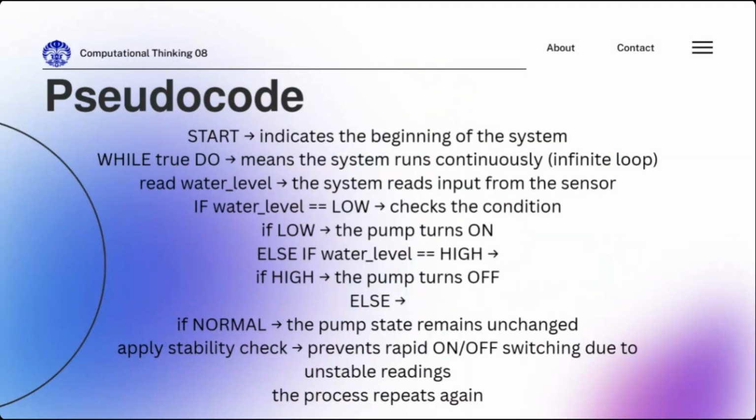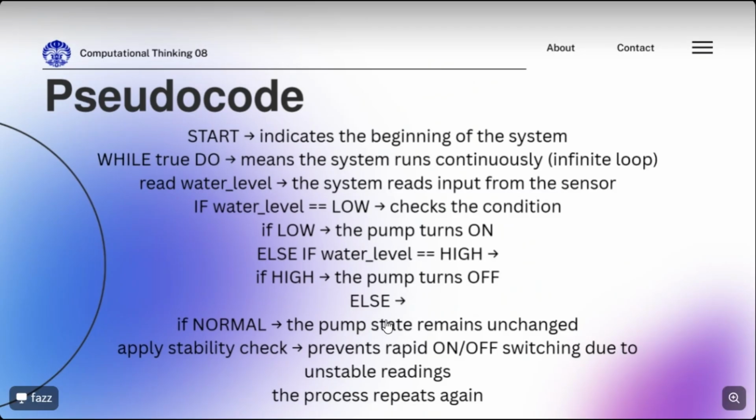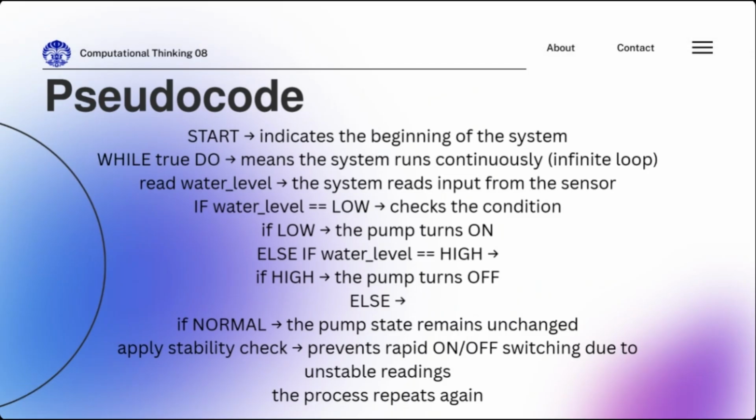For the pseudocode, start indicates the beginning of the system, while true do means the system runs continuously in an infinite loop. Read water level: the system reads input from the sensor. If water level is low, it checks the condition; if low, the pump turns on. Else if water level is high, the pump turns off. Else, if normal, the pump state remains unchanged. Apply stability check, which prevents rapid on or off switching due to unstable readings. The process repeats again.